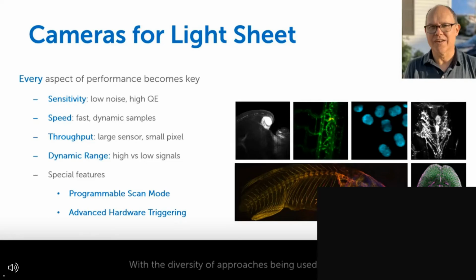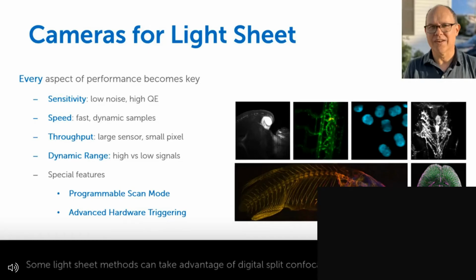With the diversity of approaches being used, cameras need to be highly flexible to meet the needs of the science you're all doing. Cameras need to be sensitive with low noise and high quantum efficiency to capture all the photons coming back from the sample and turn them into a useful result. Cameras have to have the speed to keep up with the events researchers want to capture with their light sheet systems. Imaging neuronal activity in a zebrafish or mouse brain, and mapping protein localization in fixed and expanded organs, require high frame rates, high speeds, and high pixel throughput.